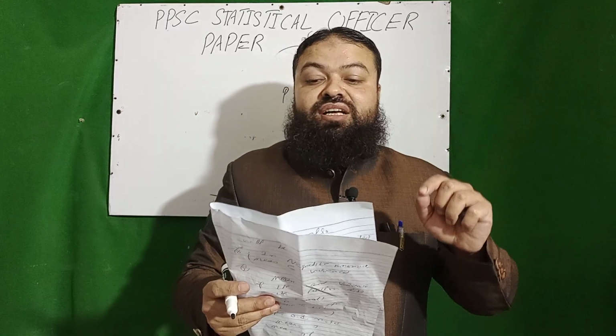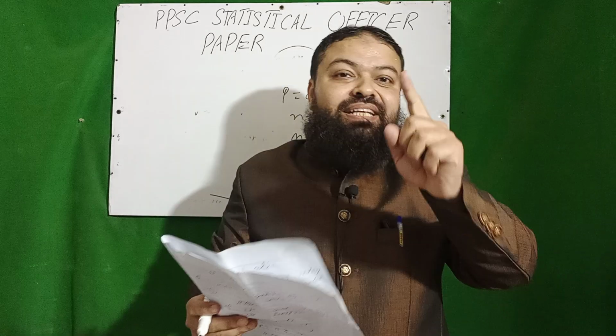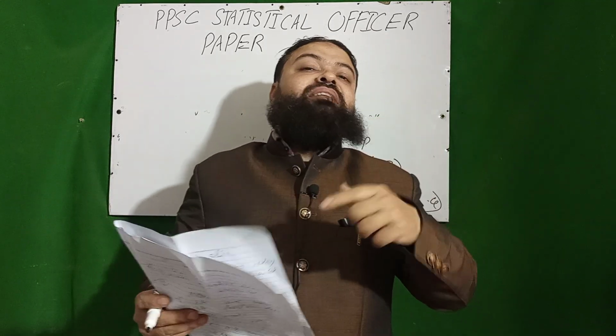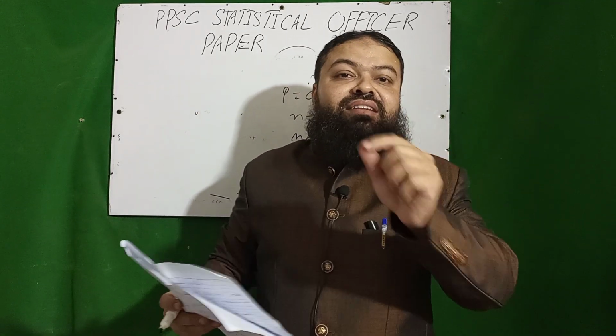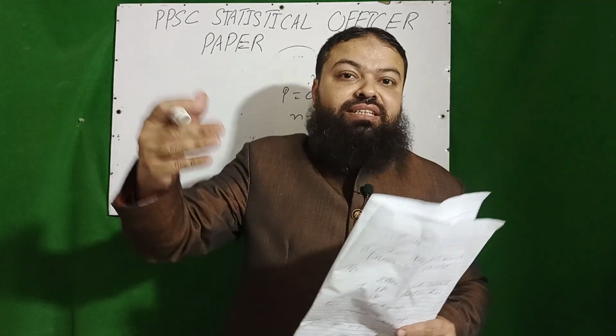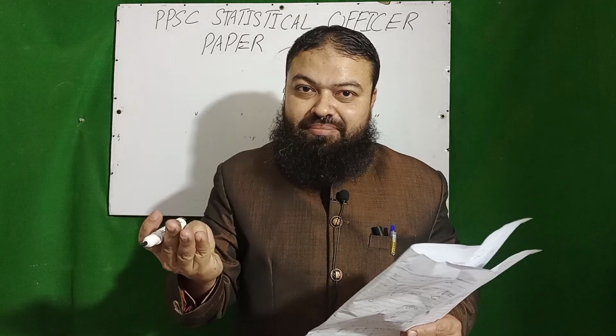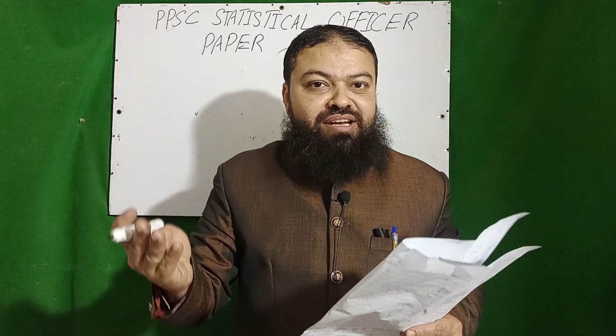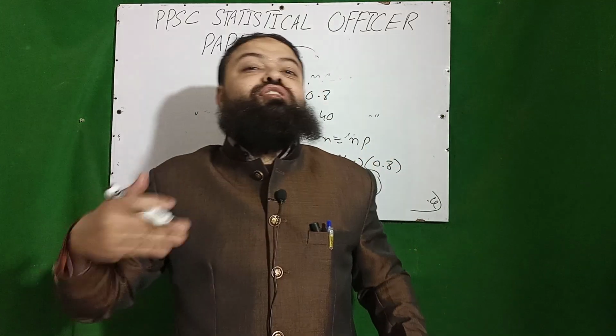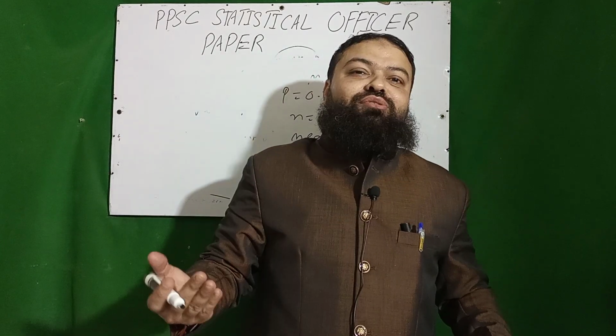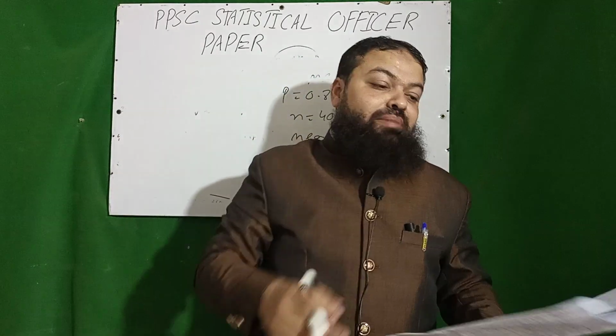Next question is question number 12. Extreme values do not affect the median. Median is not affected by the extreme values. Why? Because median is a central value after arranging the data in ascending order. That's why it is not affected. Arithmetic mean is affected by the extreme values. Geometric mean and harmonic mean are also affected by the extreme values. But median is not affected by the extreme values.